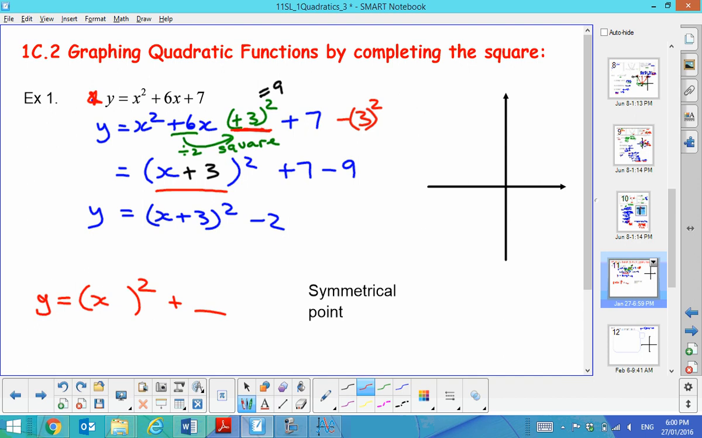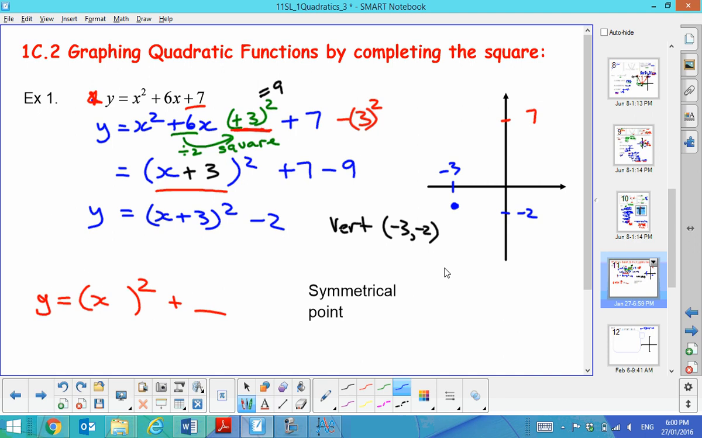So now it's in a nice way where we can draw it because we know the vertex form. So what's our vertex? That's right, it's going to be minus 3, minus 2. So our vertex is going to be minus 3, minus 2. Doing a quick sketch here. So here's our vertex. What else can we know? If we look back to our original equation, our plus 7 is our y-intercept. So we know we've got a y-intercept up here at 7.